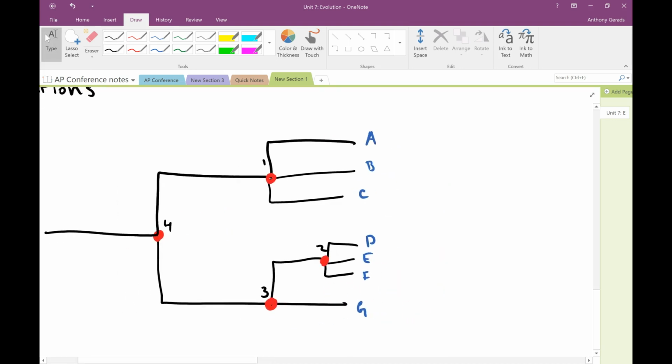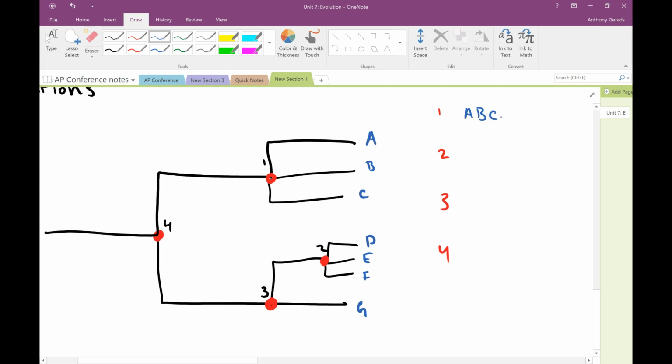So if I looked at these common ancestors, 1, 2, 3, 4, and A, B, C, D, E, F, and G are all current organisms, let's say. Okay? For common ancestor number 1, which organisms share that common ancestor? A, B, and C. Because they all branch off of that one.